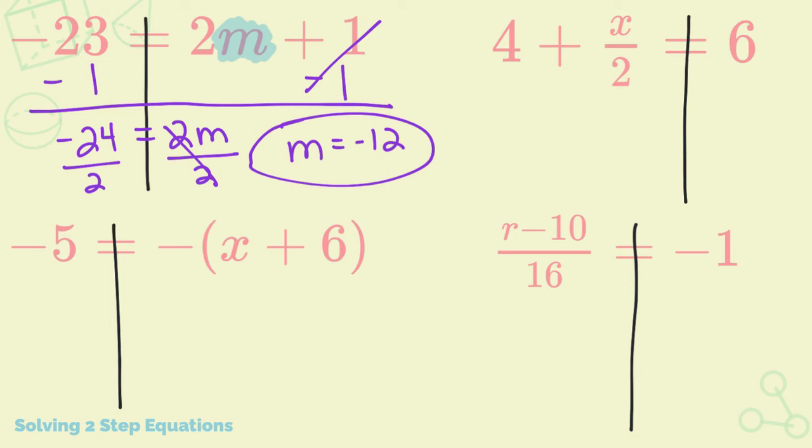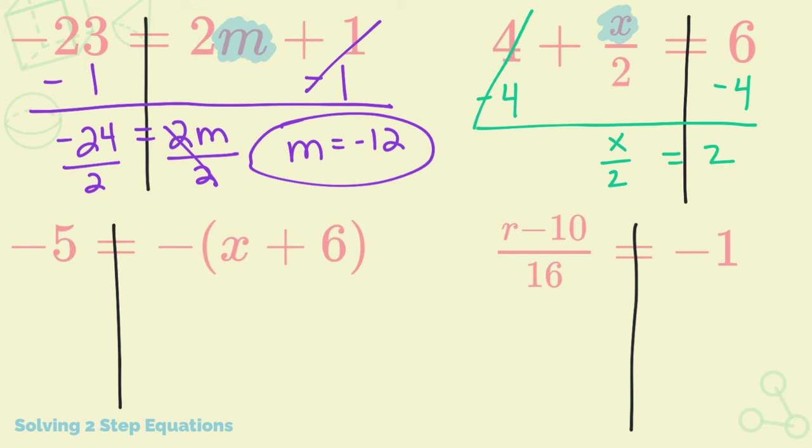I'm going to do the same thing to start off on the second one. My goal is to get this x by itself. So I will subtract 4. The reason I know that I need to subtract 4 here is because there's no sign in front of it. If it had a negative, then I would add it. But if I don't see a sign, that means that I'm dealing with a positive number. So I'm left with x over 2 equals 2.